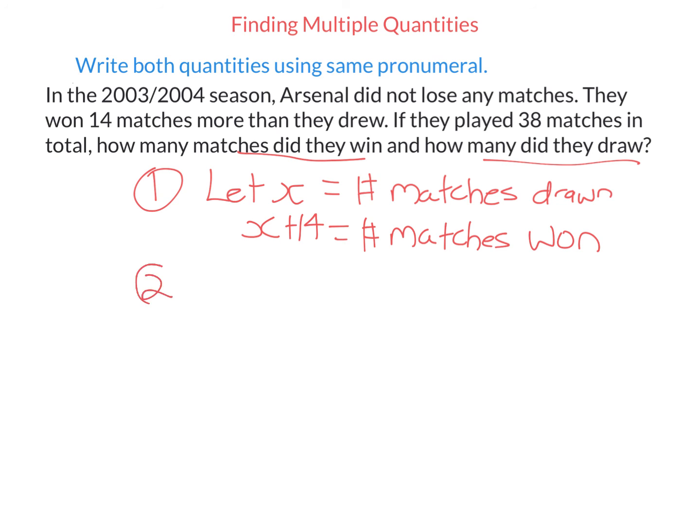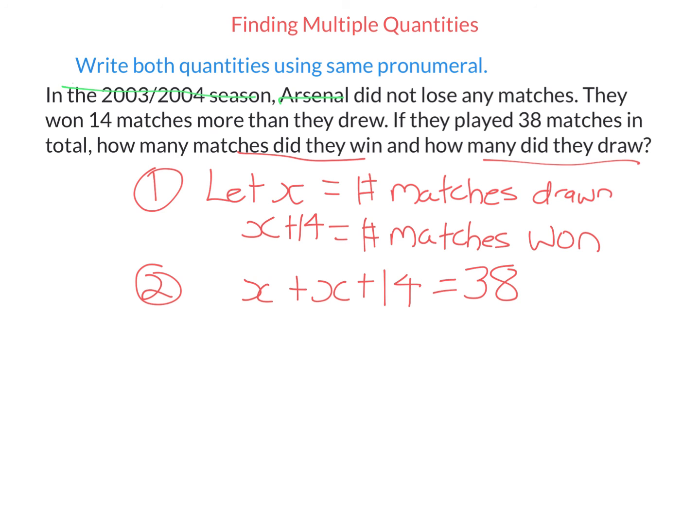But step two is just the same as it was in the previous examples. We are going to turn all of this into an equation. Rewrite it using only mathematical symbols. So, of course, there is a lot of information we don't need. Doesn't matter that it was the 2003-04 season. Doesn't matter that it's Arsenal, which is an awesome team. All of that doesn't change how we're going to set up the equation. All we need to know is the number of matches drawn plus the number of matches won gives us 38 matches in total. That's all we need.